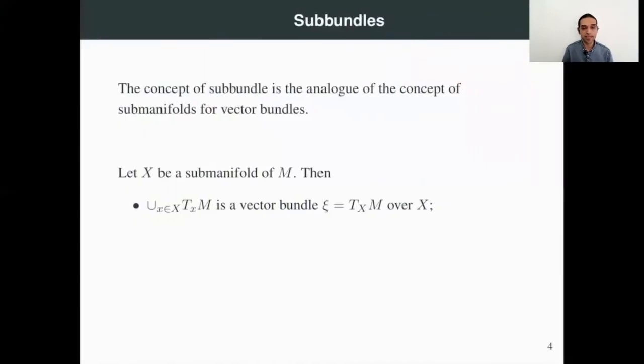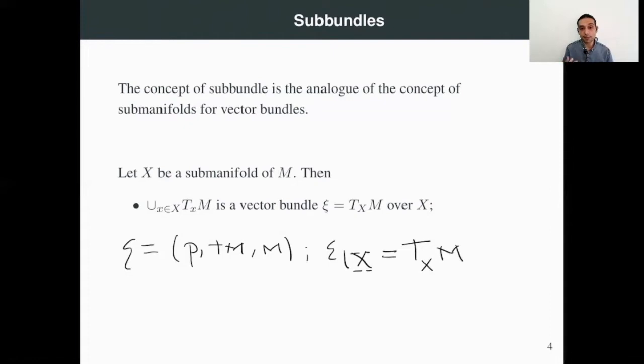Let us actually consider an example. Let X be a submanifold of M. We can consider the tangent space of M, and then we can consider the restriction of this vector bundle psi to X. This is also a vector bundle because X is a submanifold, and indeed this is the tangent space of M at X. At every point of X, we are considering as a fiber the tangent space to the whole manifold M.